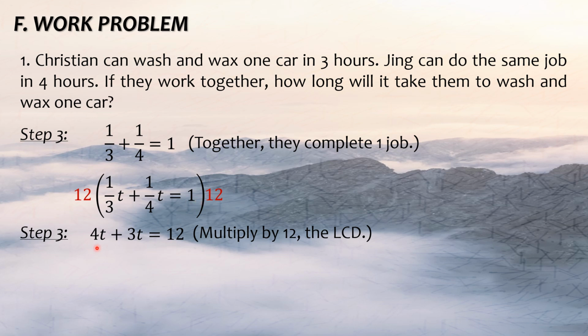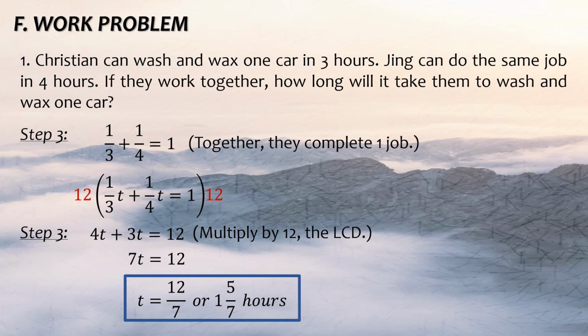Paano naging 4t? 12 times 1 is 12, over 3, 12 divided by 3 is 4. 12 divided by 4 is 3. So, ito na yung ating equation. Let us now combine like terms. 4t plus 3t is equal to 7t. Therefore, the time is 12 over 7, since we cannot divide 12 by 7, or 1 and 5 over 7 hours.